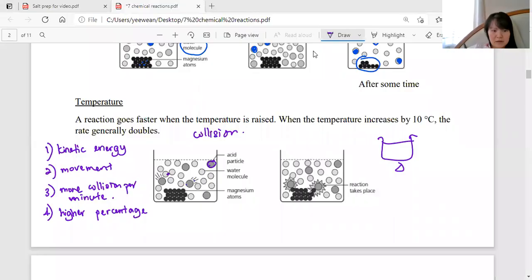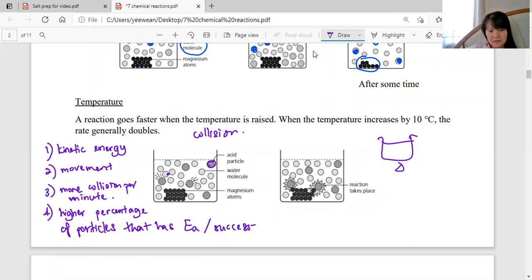Therefore, there's a higher percentage of particles that has the minimum energy, activation energy, or we can say a successful collision. So it means that there's an increase in collision, but maybe not all are successful, but there's also a higher percentage that is successful when we increase the temperature, when we heat up.